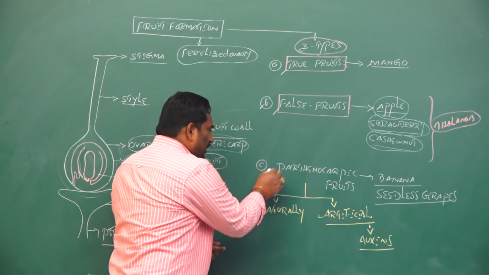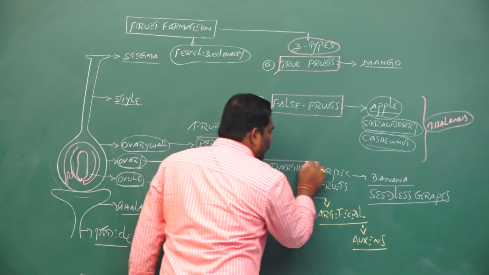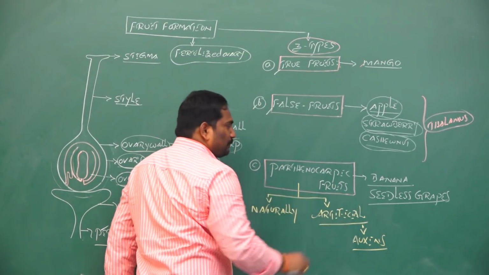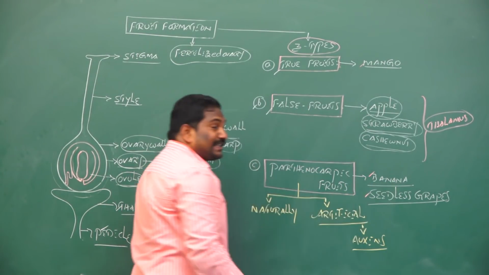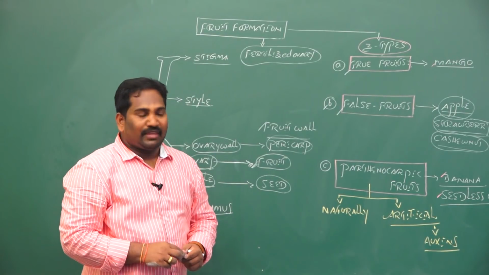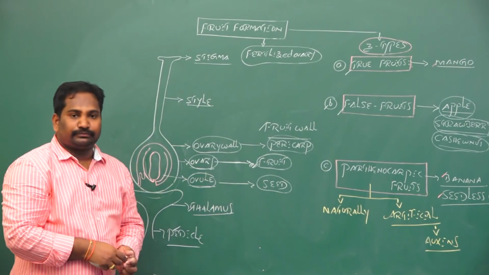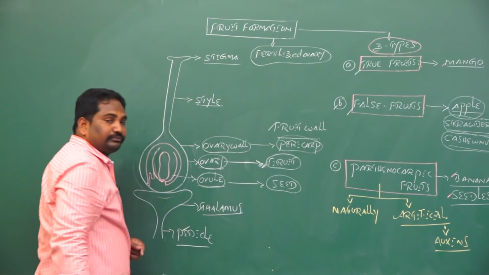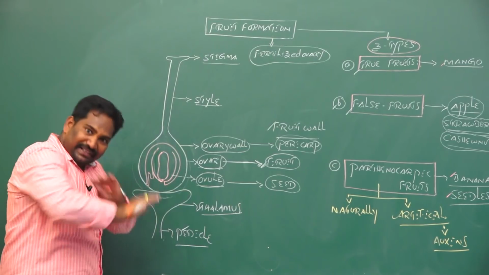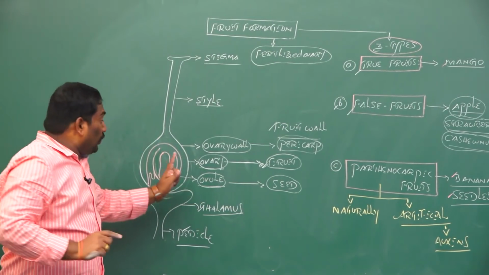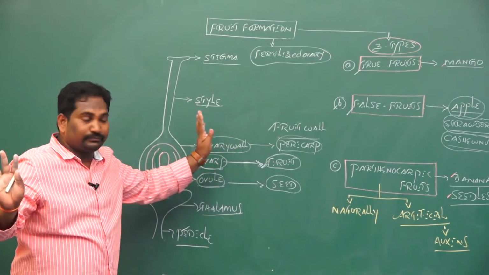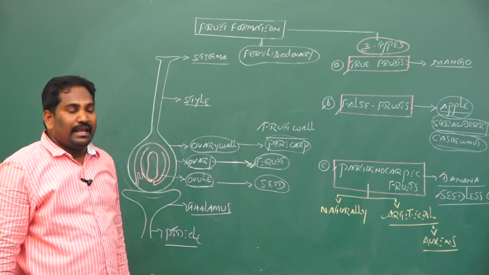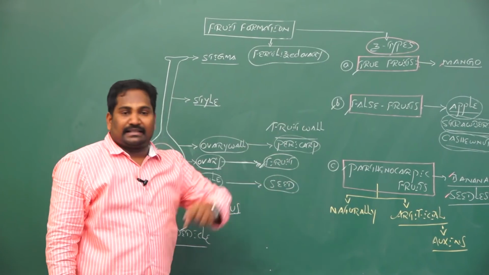And the last and final most type of fruit is parthenocarpic fruits. Example, banana and seedless grapes. What is parthenocarpic fruits? Generally, ovary is fertilized into fruit, but without fertilization, ovary can develop into fruits is called as parthenocarpic fruits. Example, banana and seedless grapes.